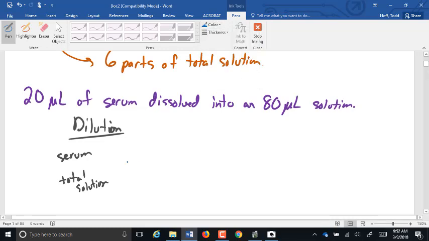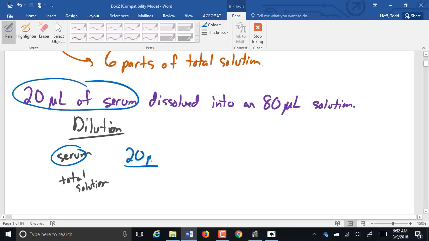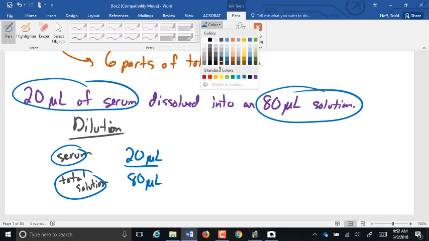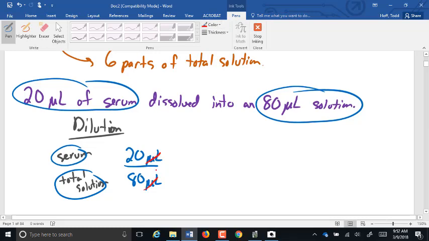So as we're making this dilution ratio, do we know the amount of serum? 20 microliters. Do we know the amount of the total solution? Yeah, the 80 microliter solution implies that's the total solution. So 80 microliters. So the microliters as a unit cancels out, and we're left with 20 over 80. We're going to reduce that like we would any other fraction. Both of those will divide by what number?